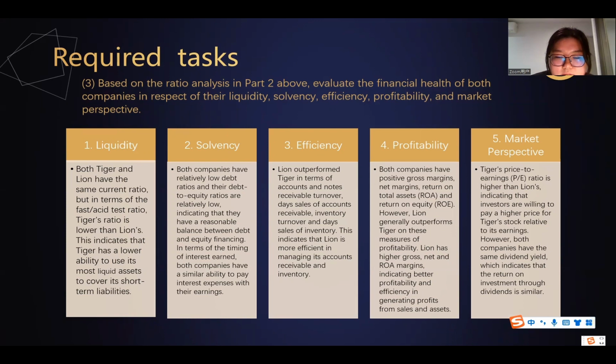In market perspective, Lion boasts a lower PE ratio, but also has a 6% dividend yield.